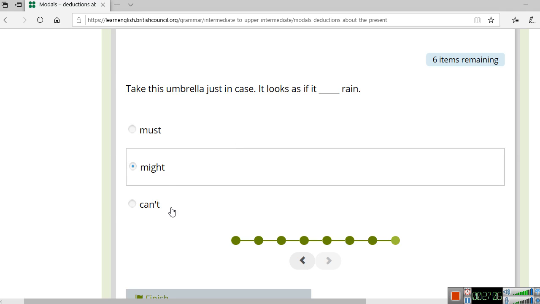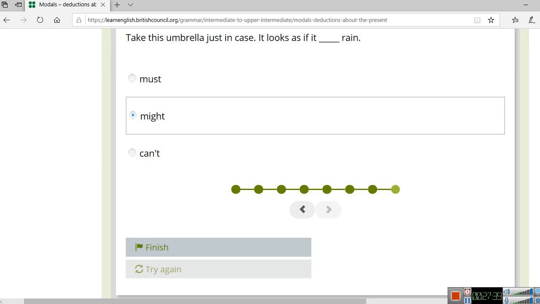Might. Take this umbrella just in case. It looks as if it might rain. It's not 100%, it's 50%. It's not sure that it will rain. Exactly like that. So it's just in case, and that is the clue that we have. So it's possible that it's not gonna rain, so take it just in case. That's why we use might. Excellent, Soriana. Thank you for that.